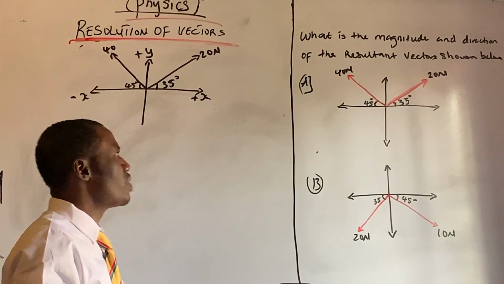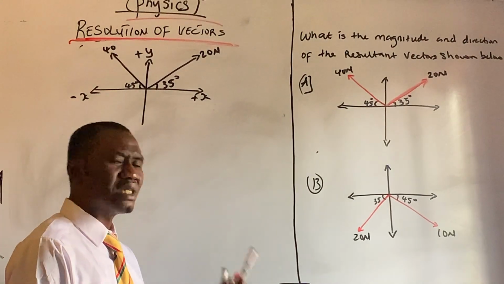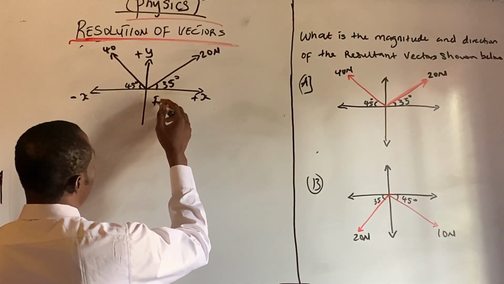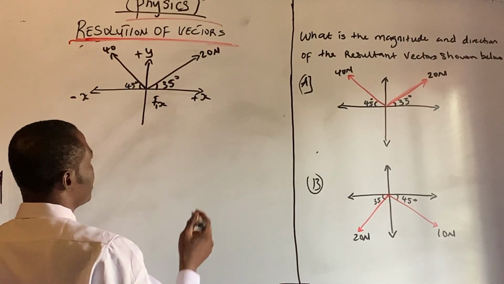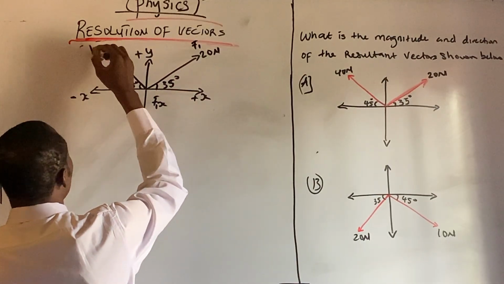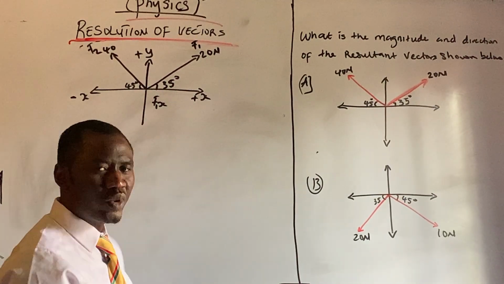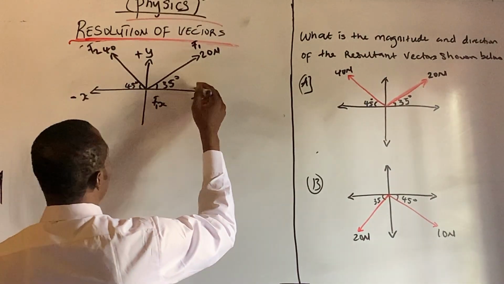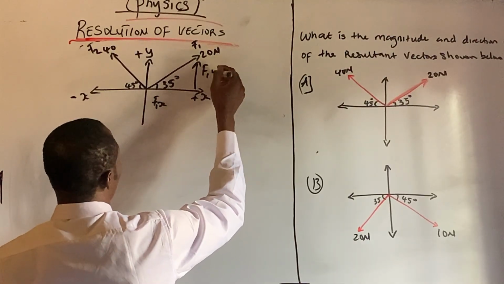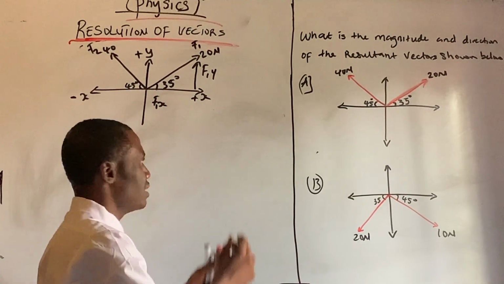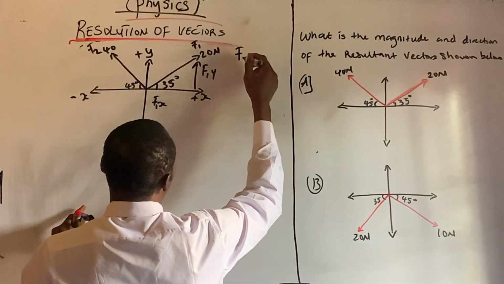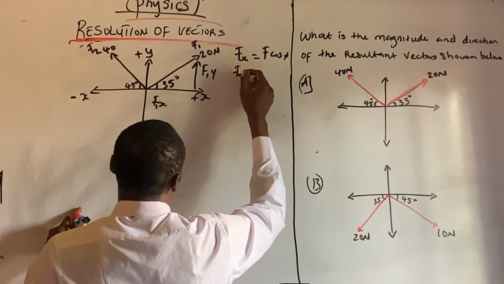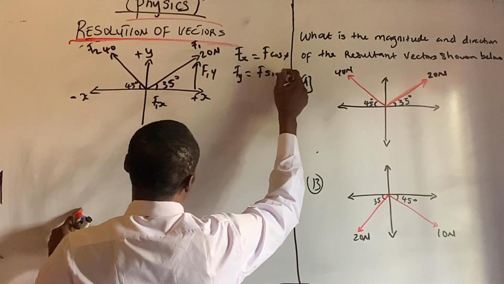All right, now to resolve these vectors, we need to find the horizontal component and the vertical component. The horizontal component is known as Fx, and then F1x, because we'll call this our F1, and we call this our F2. For this case, it is F1x. Now our vertical component is F1y for this case. Now we know that Fx is equal to F cos theta, Fy is equal to F sine theta.